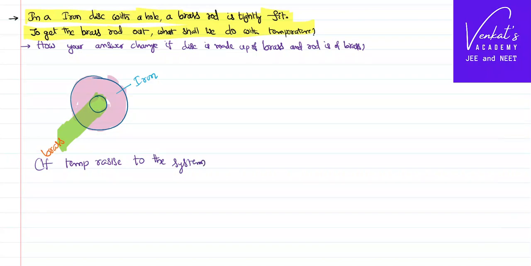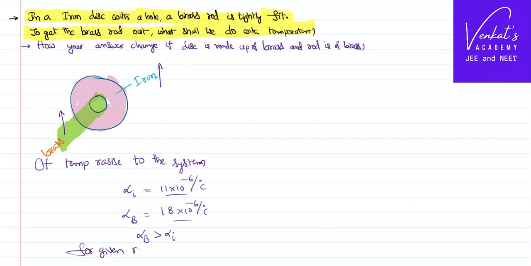what happens now? As the temperature rises, the iron disc expands. Not only that, the brass rod also expands. Here we need to know that alpha of iron is approximately 11 into 10 power minus 6 per degree centigrade, and alpha of brass is approximately 18 into 10 power minus 6. That data may be given in the problem, but I have not given it, but they are the standard values. Alpha is a measure of expansion of a material. It's very clear that alpha of brass is greater than alpha of iron, which means what?